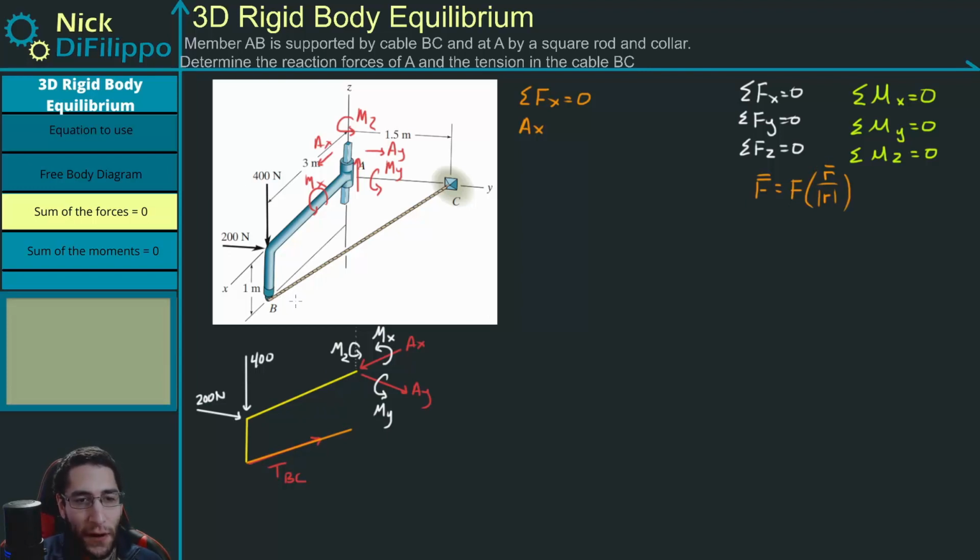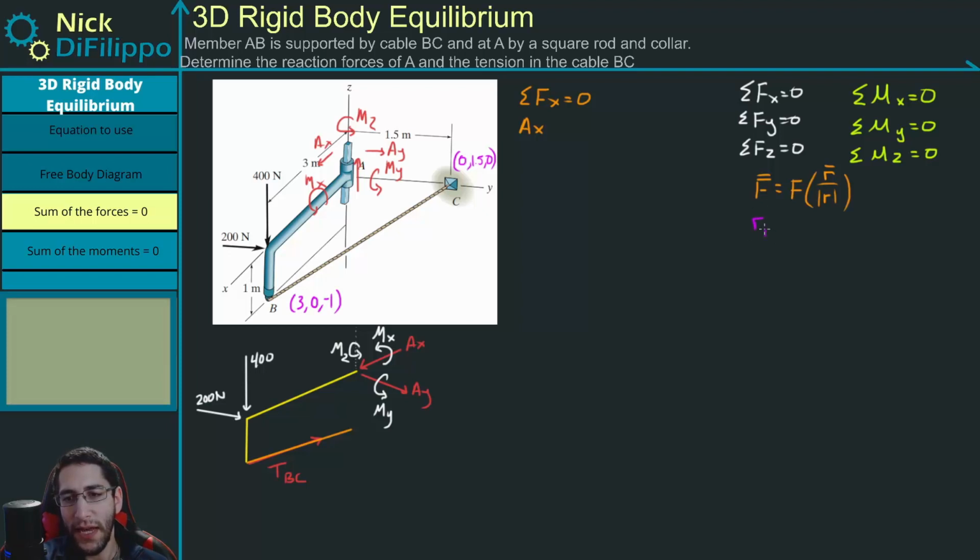To do that, I need to figure out what these coordinates are. So B, what is this coordinate? I have to go 3 in the X, 0 in the Y, and down 1 in the Z direction. In C, I go 0 in the X, 1.5 in the Y, and 0 in the Z. And those are the positions of points B and C.